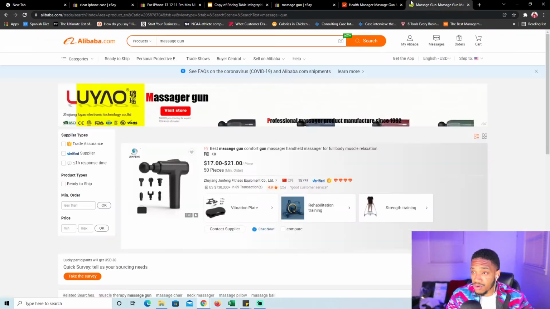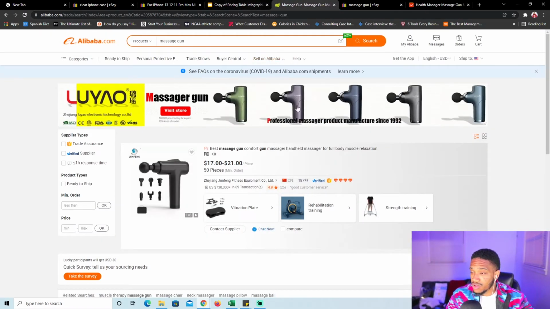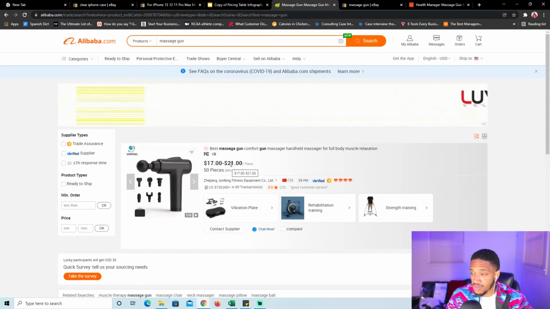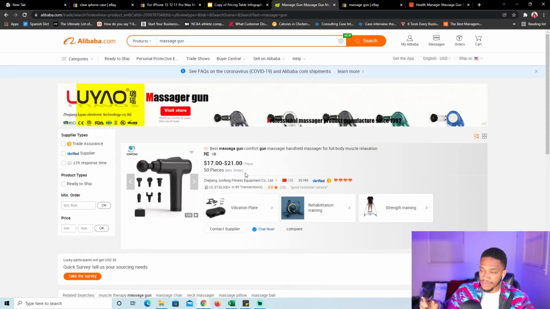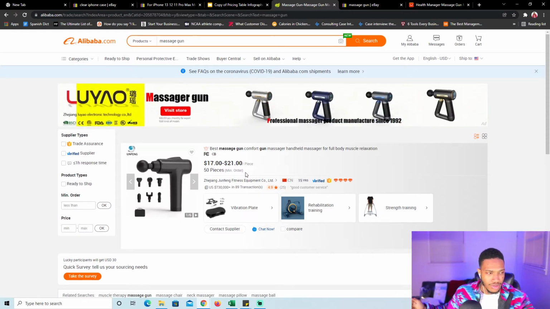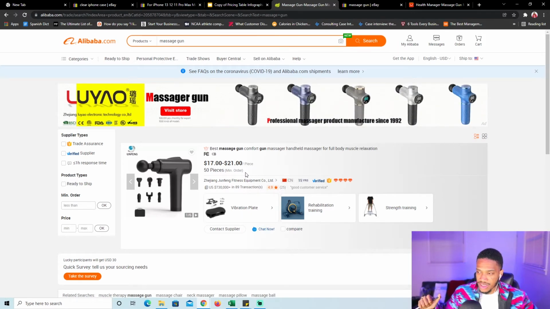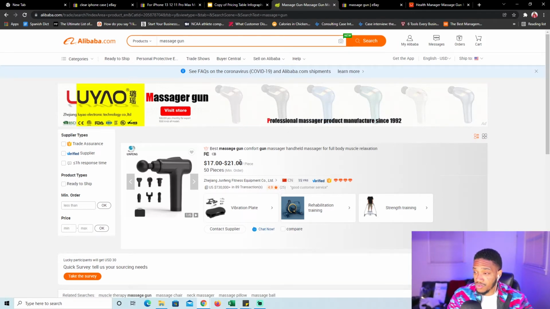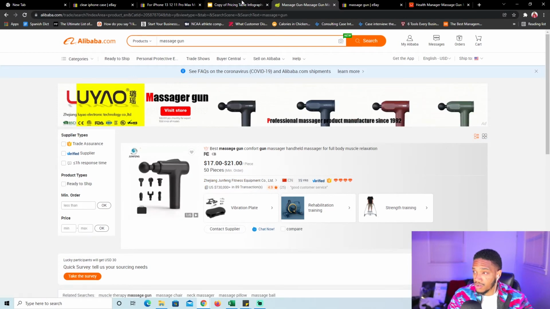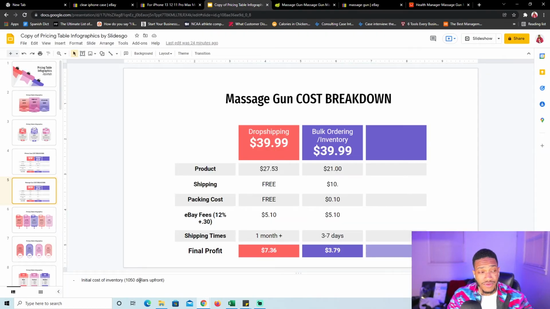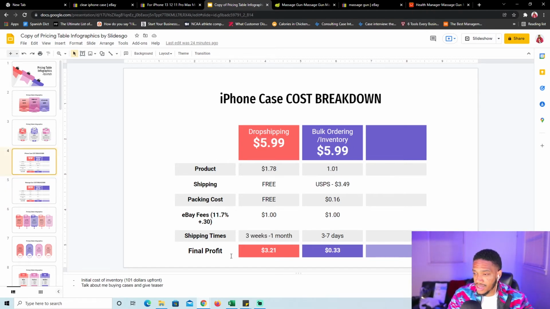Now, when you look at bulk ordering for the massage gun, we're looking here at $17 to $21 for ordering. You're going to take the minimum order realistically, unless you have the money to buy a lot. So you're going to pay $21 for 50 pieces. That's your minimum order. Now, with that, you have to have $1,000 up front. So for a lot of people, that's already off the table. And the same thing for the iPhone case that I didn't mention.